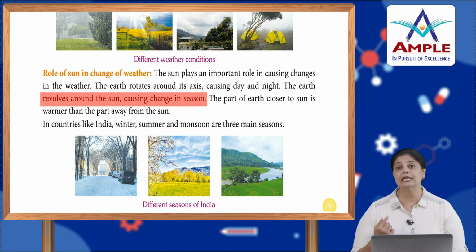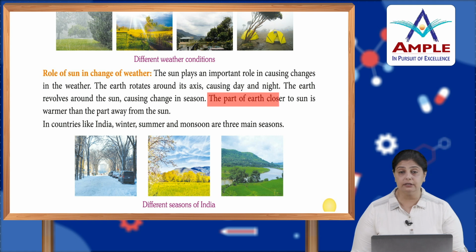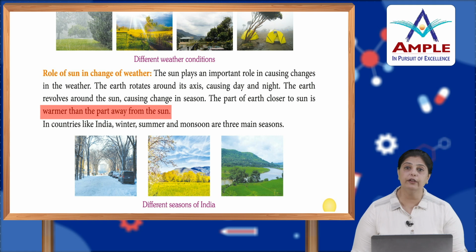One, day and night happens because of the rotation of the earth around its own axis. It keeps moving on its own axis and that is when day and night occur. But when the earth revolves around the sun, the changes in the season happen. The part of the earth that is closer to the sun is warmer than the part of the earth which is away from the sun.